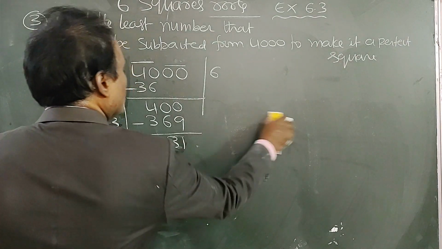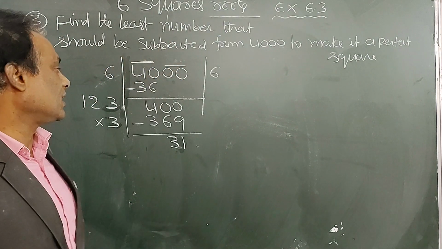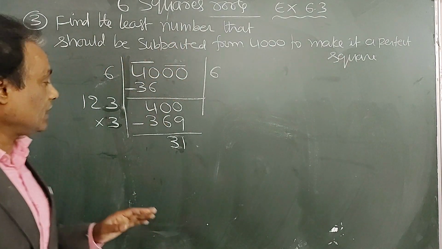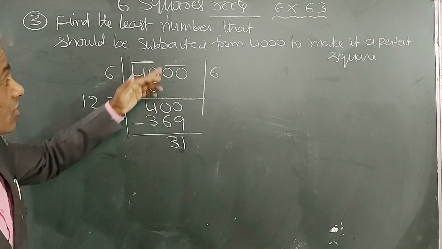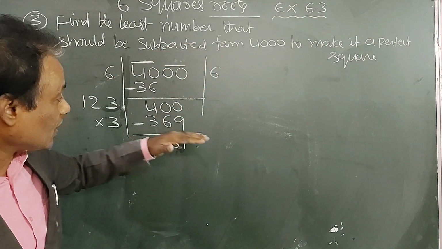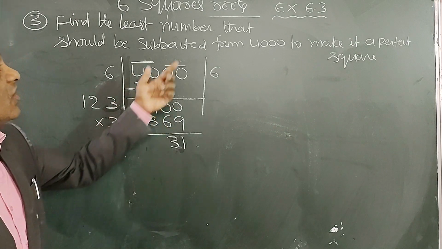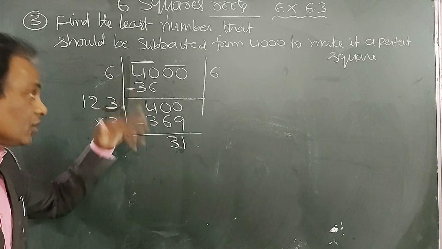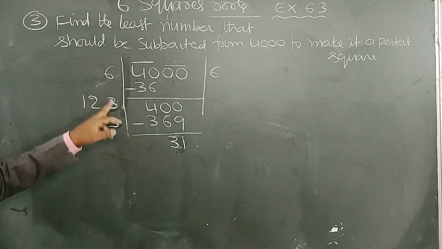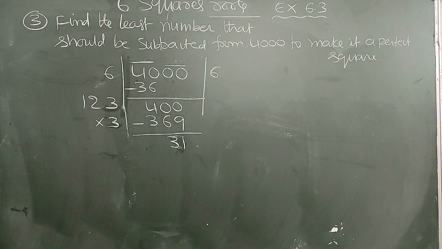So therefore, when something is to be subtracted, you take the number less than it. Something is to be subtracted, take the number less than it. Something is to be added, so take the number greater than it. Next number you take. Next number, that means 4 fours are like that.